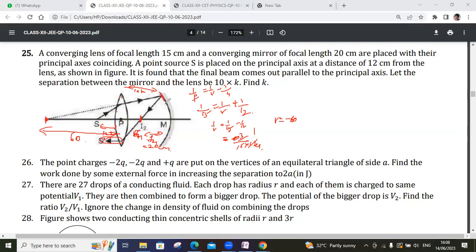Now for the lens, sorry, for the mirror. This is 60.